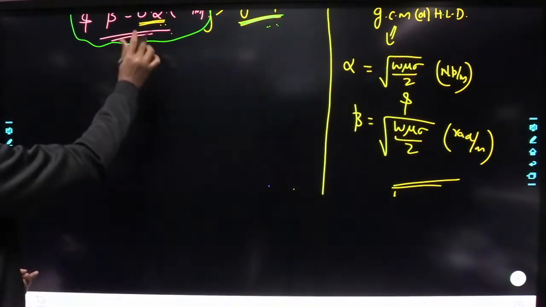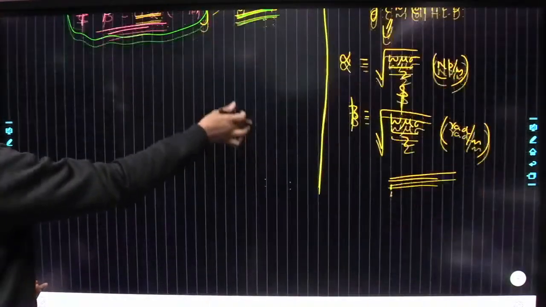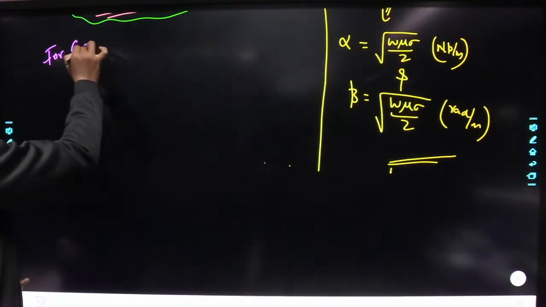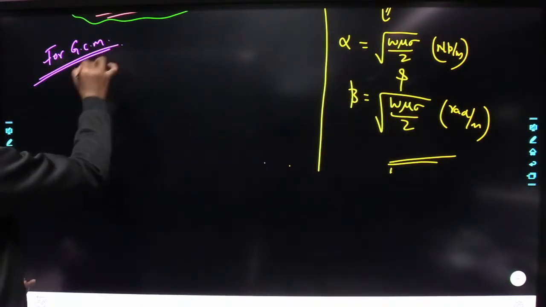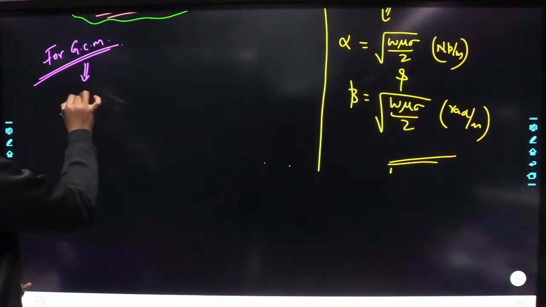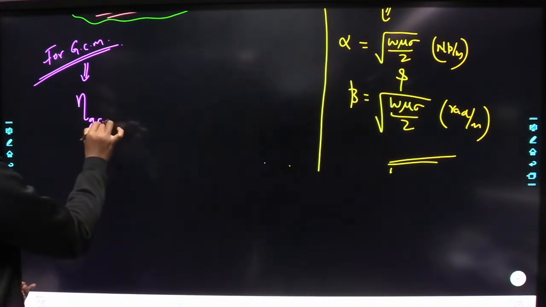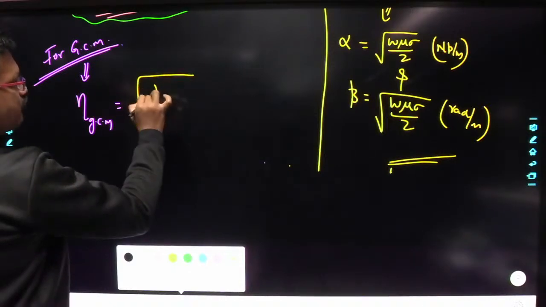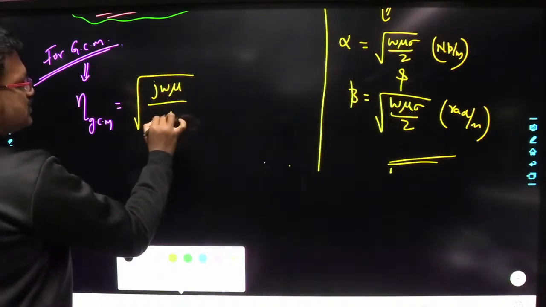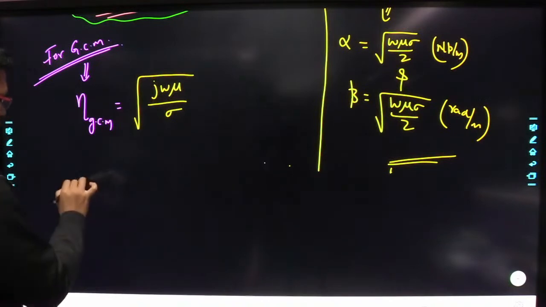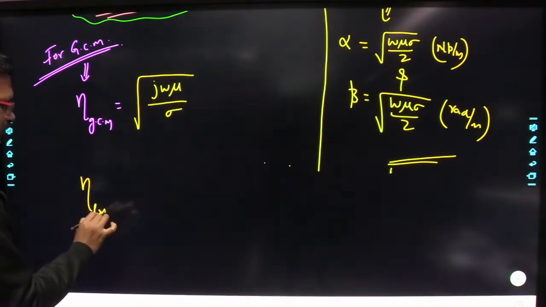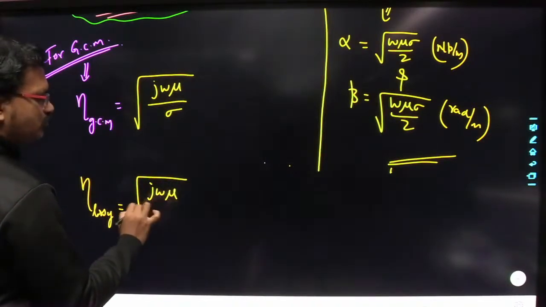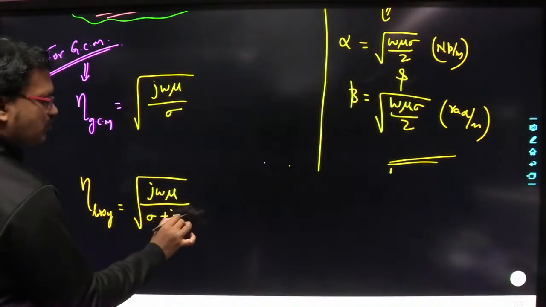Now since we have identified that medium as a good conducting medium, what is the expression for intrinsic impedance here? The intrinsic impedance for a good conducting medium is equal to the square root of j omega mu divided by sigma. We know in general for a lossy medium, the intrinsic impedance is the square root of j omega mu divided by sigma plus j omega epsilon.